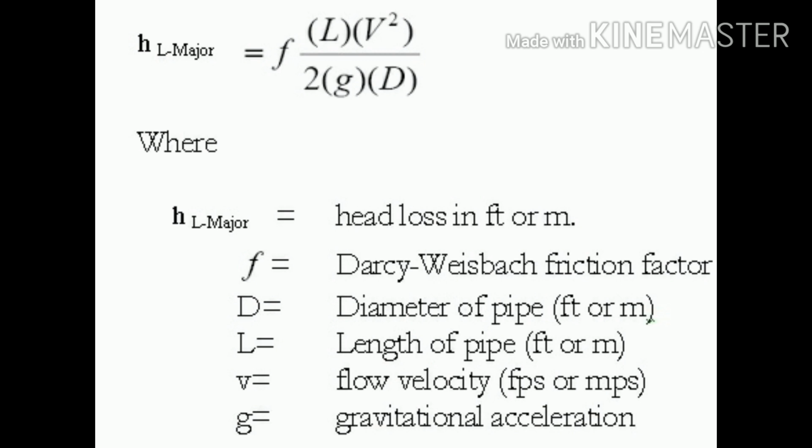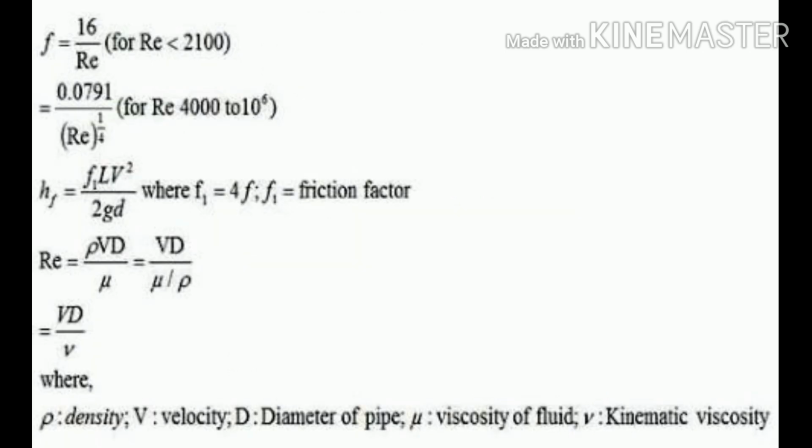Next, using the Reynolds number, we can calculate the value of F, the coefficient of friction, if it is not given in the example but the Reynolds number is given. If the flow is laminar, we simply use the formula 16 upon Reynolds number, and if the flow is turbulent, then we use 0.079 upon Reynolds number raised to 1 by 4. So this is the simple Darcy-Weisbach formula which we have to use to calculate the major losses.